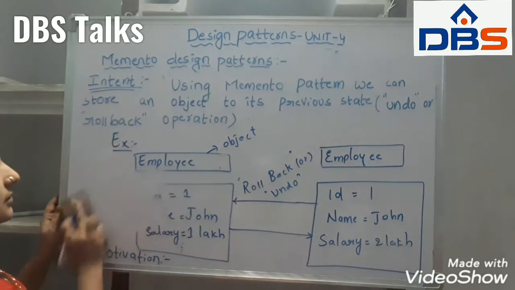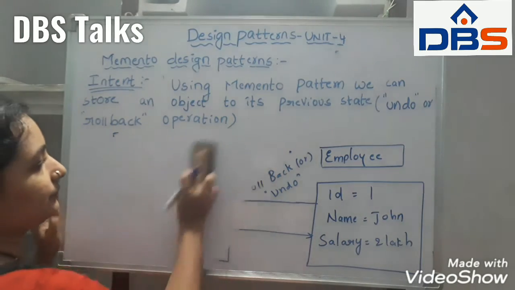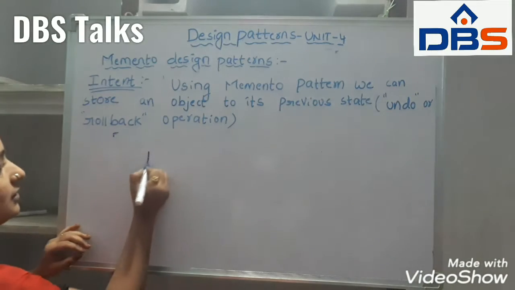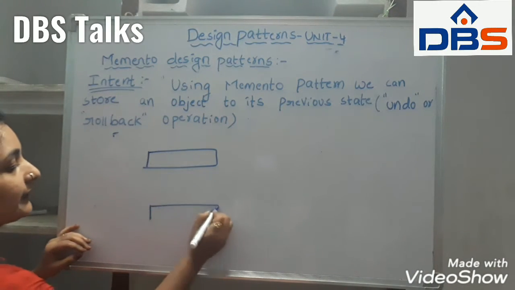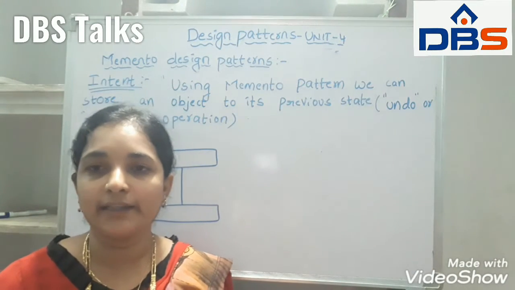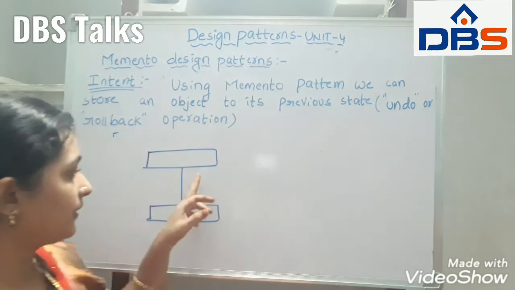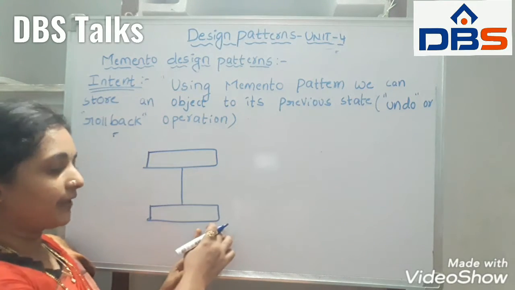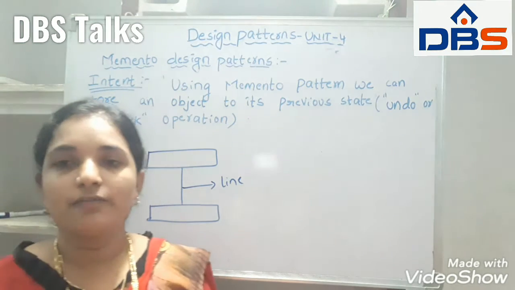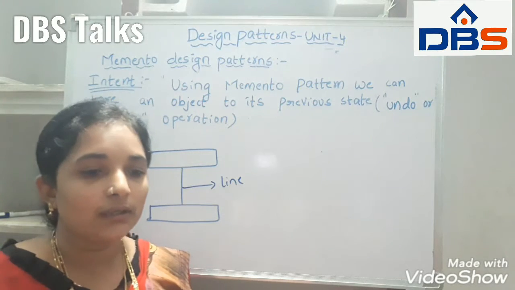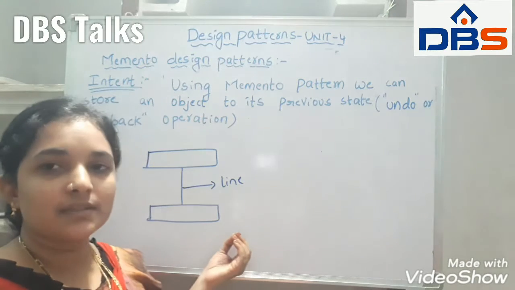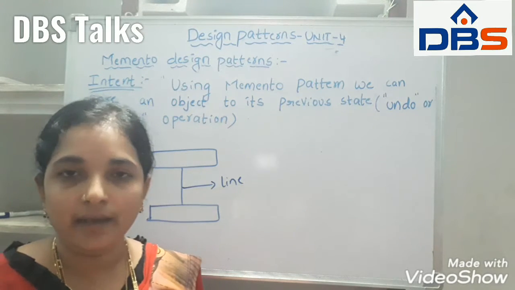In this small image, I am taking two rectangles. Between these two rectangles I am taking one line for providing the connectivity. So the user can connect these two rectangles by using a line. The rectangles stay connected.